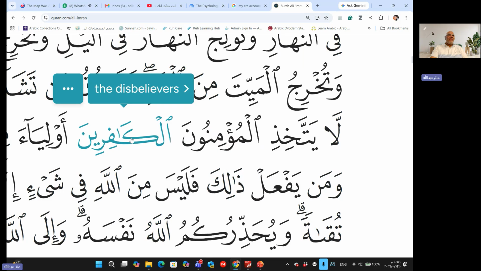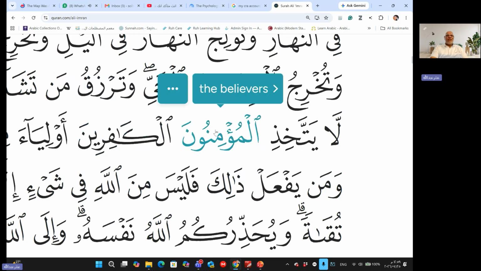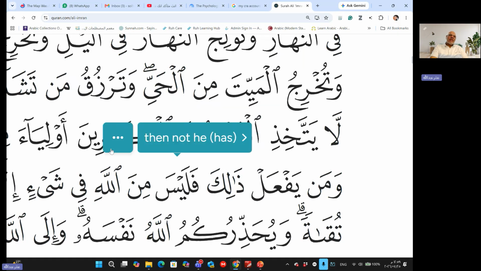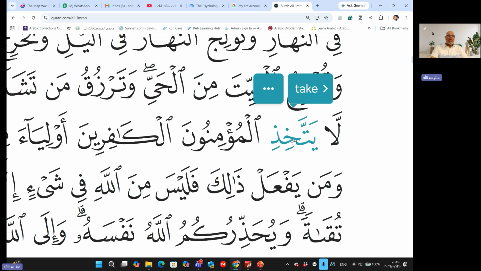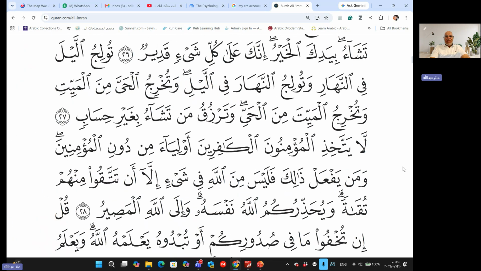Disbelievers are not the description of the believers. It doesn't make sense. So how do we know that they are different? This is a waw noon, this is a ya noon. So there is disagreement here. So this is one example of disagreement, so this cannot be an adjective. If we had this with a waw noon, we would accept it as an adjective.